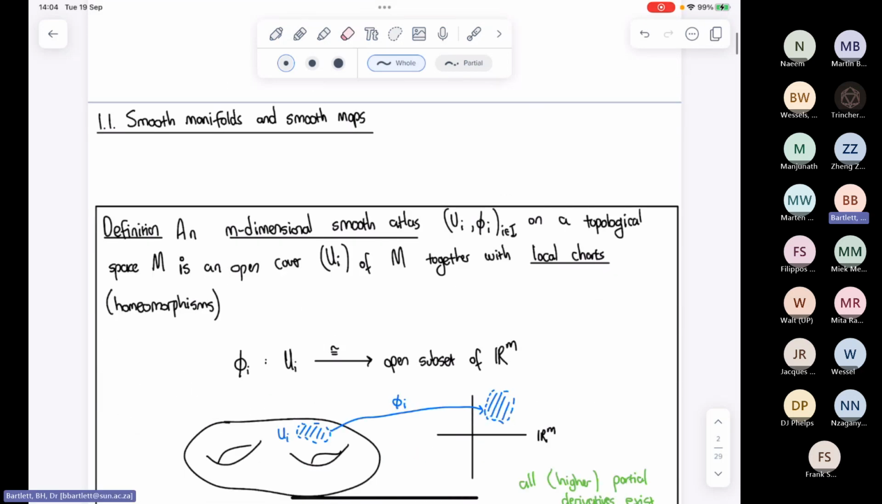Okay, so let's start with what the definition of a smooth manifold is, before we get to what a complex manifold is.